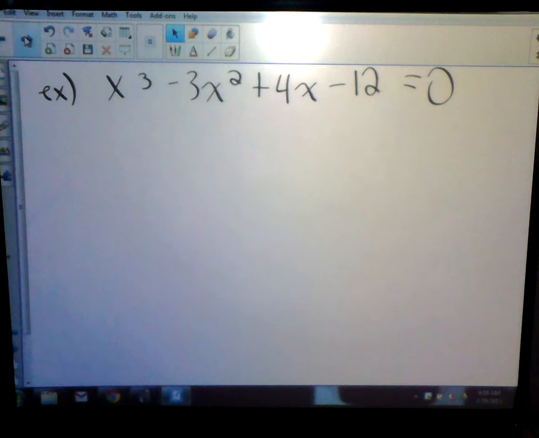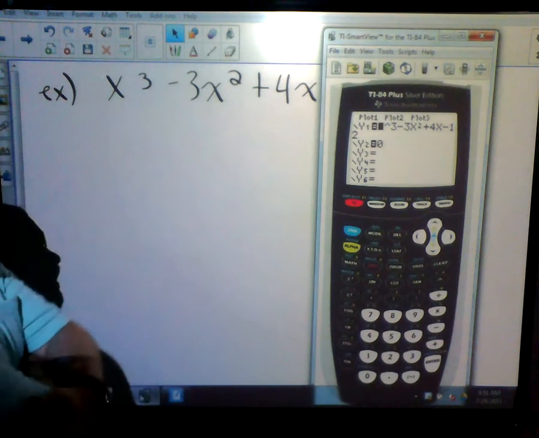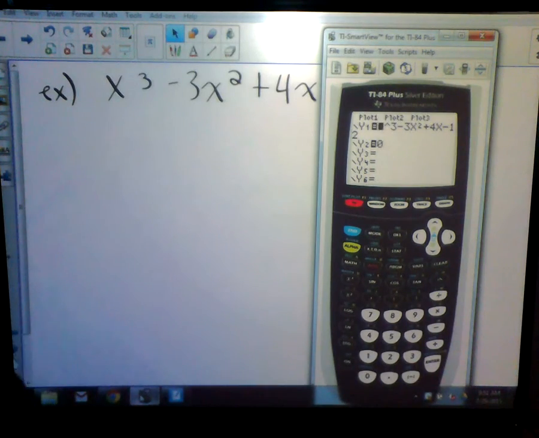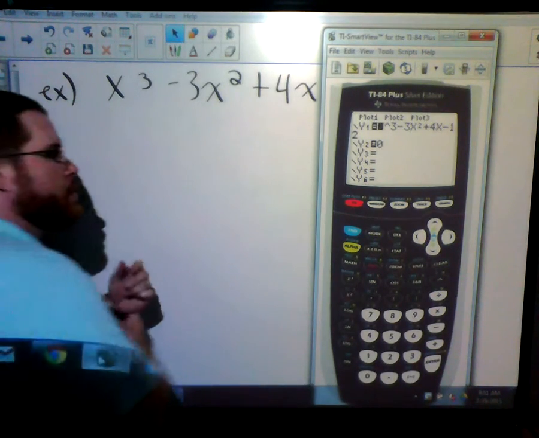Take a look at this problem. This one we could solve by grouping, but I'm going to do it the long way to show you how to do it. Step 1. Plug it in your calculator. Y equals the problem, and Y2 is 0. Graph it.